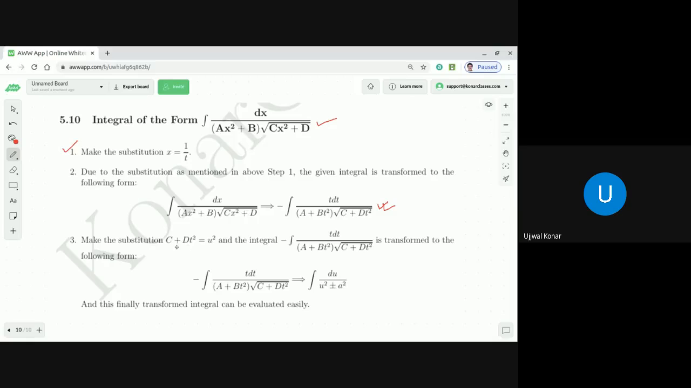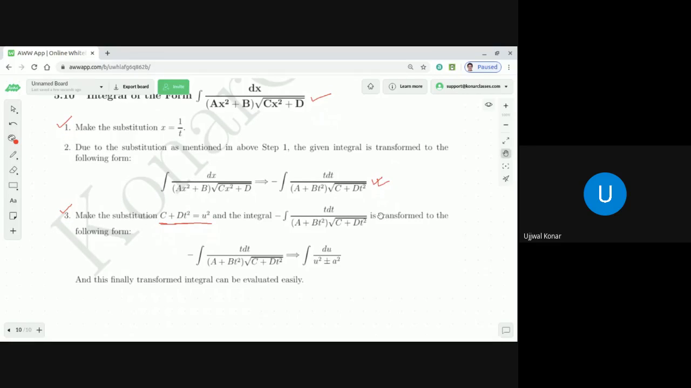After that, what will you do? After that, you will make another substitution like c plus capital D t square equal to u square. And due to this substitution, the integrand we get in the form 2 will again get transformed to a form like integration du by either u square plus a square or u square minus a square, which you can integrate very easily because you know the formula of integration dx by x square plus a square or integration dx by x square minus a square. So in this particular case, dear students, there are 2 substitutions happening.